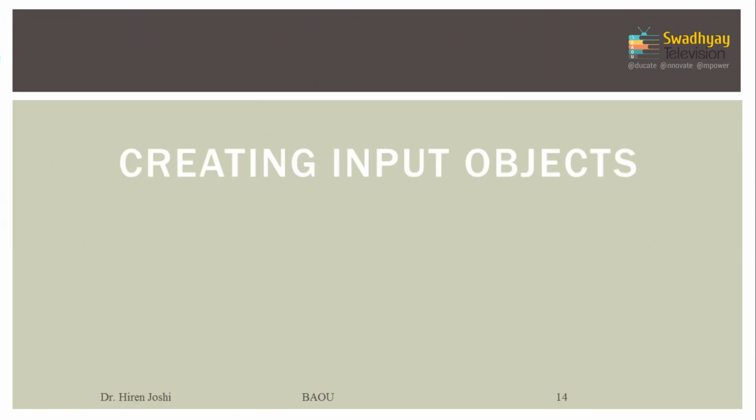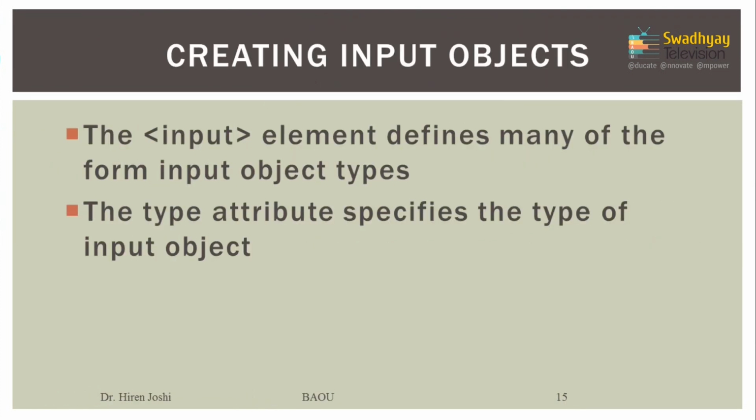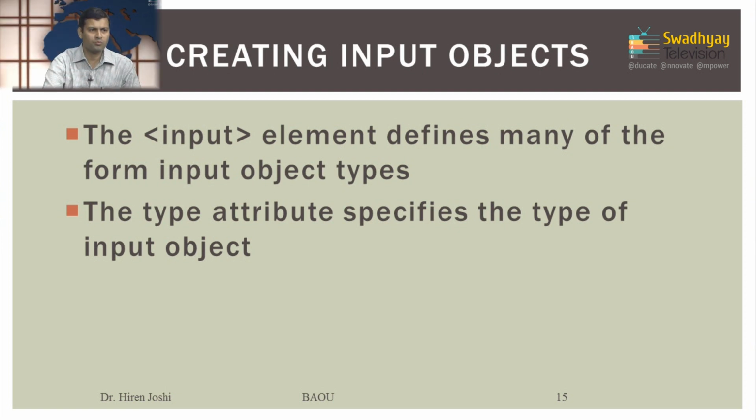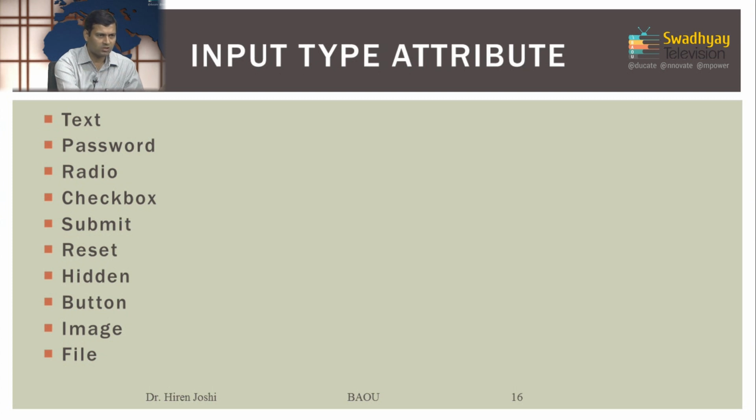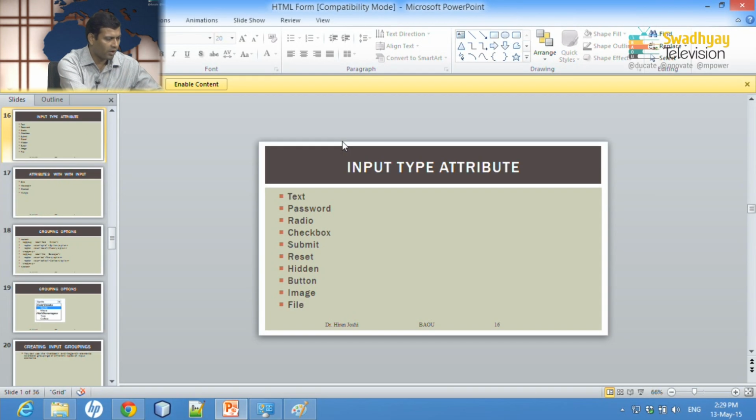Let us create one form by using the input object. As I said, the input object defines many types of input objects, and the type attribute specifies which type of input object is available. We will discuss all these attributes. Let us start one by one.